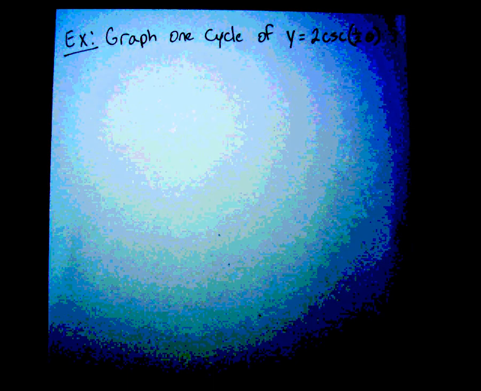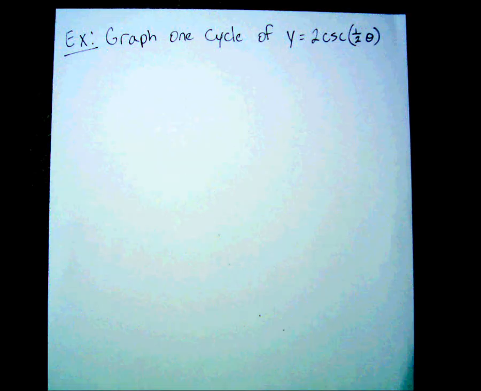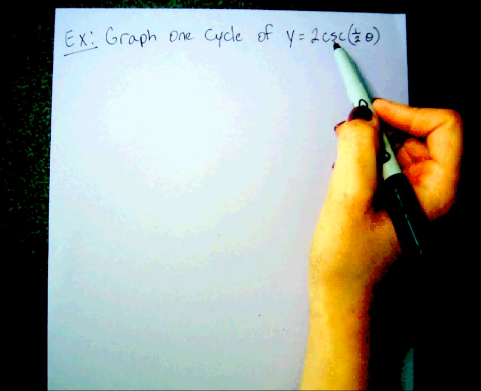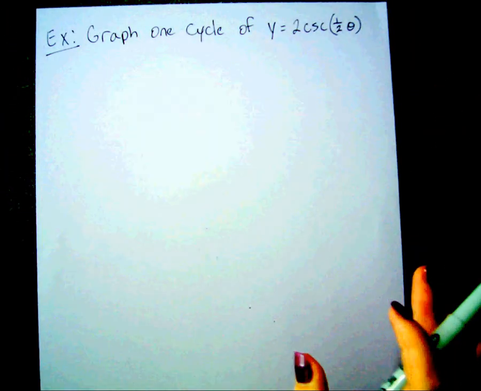So we are going to do an example of graphing one cycle of cosecant. So we have y equals 2 cosecant 1/2 theta. And remember that cosecant is the reciprocal of sine. And so when I graph this, I'm going to do all of the stuff just like regular for sine. The only thing that will be different is when I actually graph it.